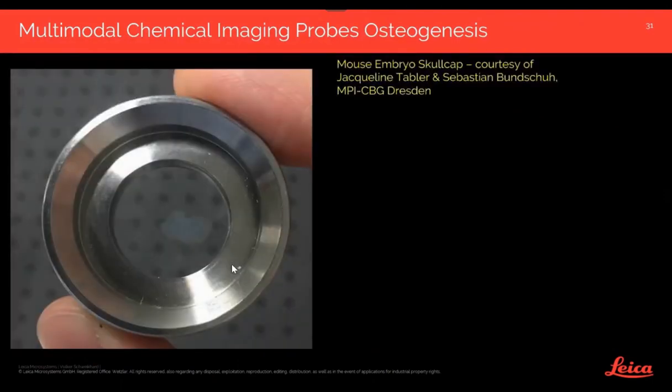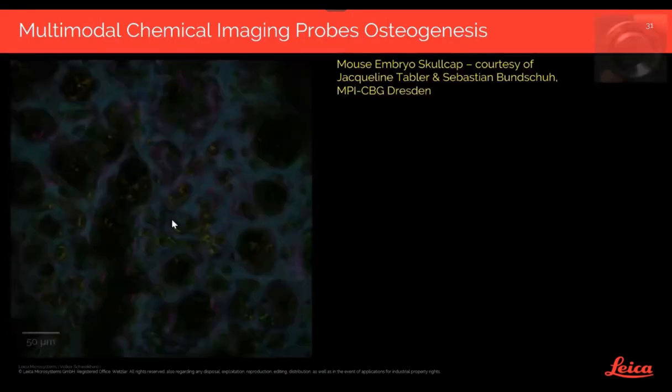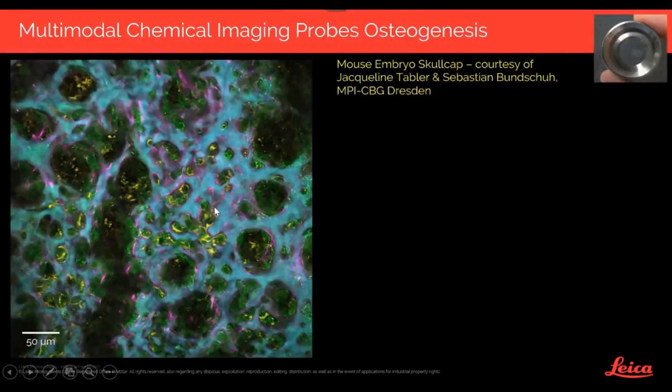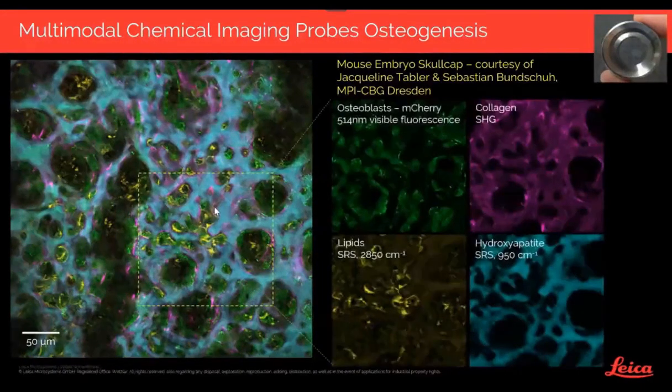Another interesting area that also deals with intact tissues is the area of osteogenesis. So this is a sample provided by researchers that are able to take the skull of the developing mouse embryo and flatten it out and prepare it for imaging. So what we can see here are these very interesting multimodal images. I'm showing you here a combination of visible confocal imaging using mCherry that in this sample labels the osteoblasts.